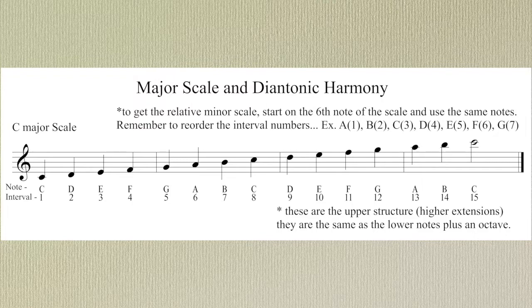Another thing I want to point out here really quickly is if you want to get the relative minor scale of the major scale that you're in, the easiest way to do that is to start on the 6th scale degree. So in this case, you're going to start on the A and use the same notes and actually the same chords later on. However, reorder everything to start on A. So A would be 1, B would be 2, C would be 3, D would be 4, E would be 5, F would be 6, and G would be 7. And that would sound like this.